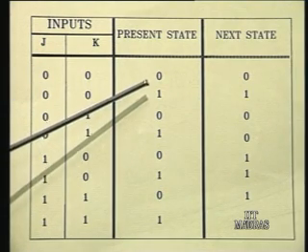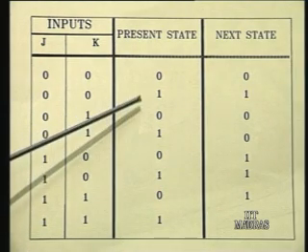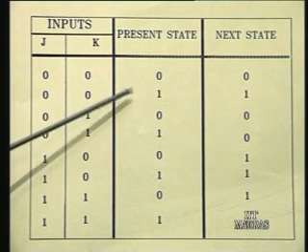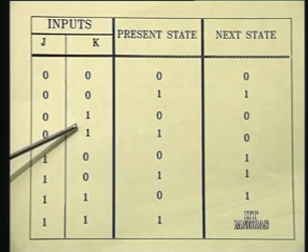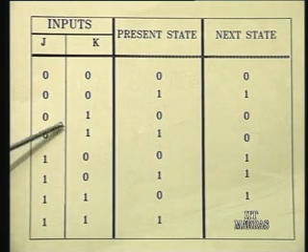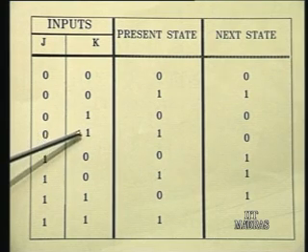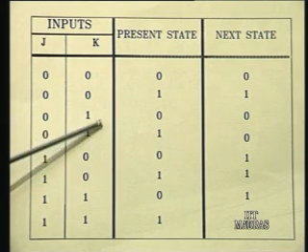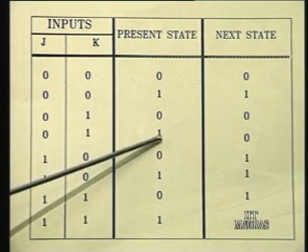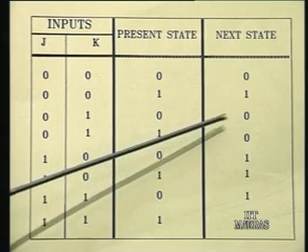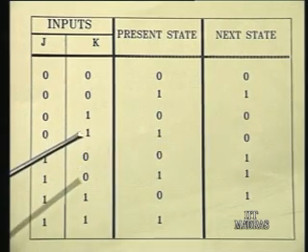Good. Now, see here that as long as K is 1, that is in this particular pair 0 1, J is 0, as long as K is 1, we find that whatever may be the present state, the next state is 0.